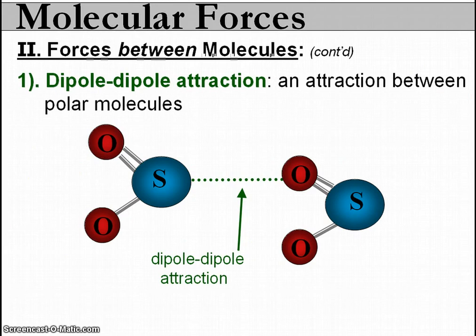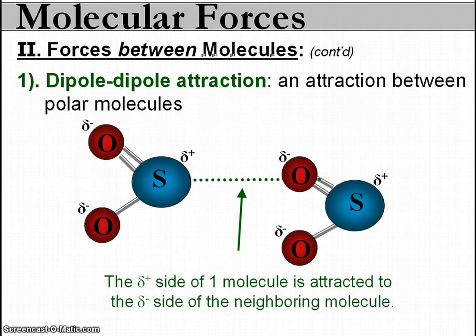Let's first examine a dipole-dipole attraction. A dipole-dipole attraction is an attraction between two polar molecules. As you see here, we have two molecules of sulfur dioxide. Based on our previous knowledge of electronegativity, we can see that sulfur is going to be the less electronegative of the two different atoms within both molecules. So sulfur is going to be less attractive to the electrons that are being shared between sulfur and oxygen, and sulfur is going to be left with a partially positive charge, while the electrons bonding these two are going to be more attracted to the oxygen, leaving the oxygen with a partially negative charge.